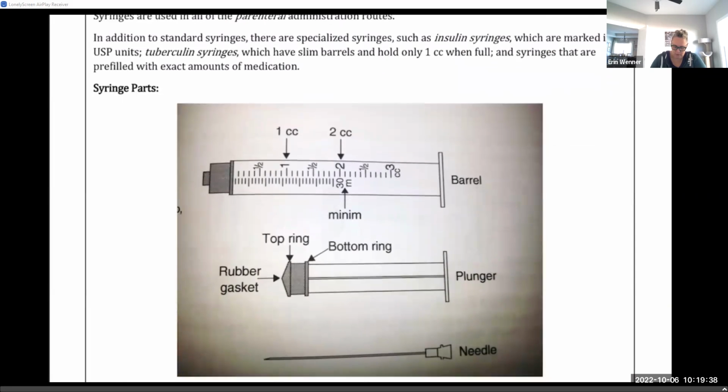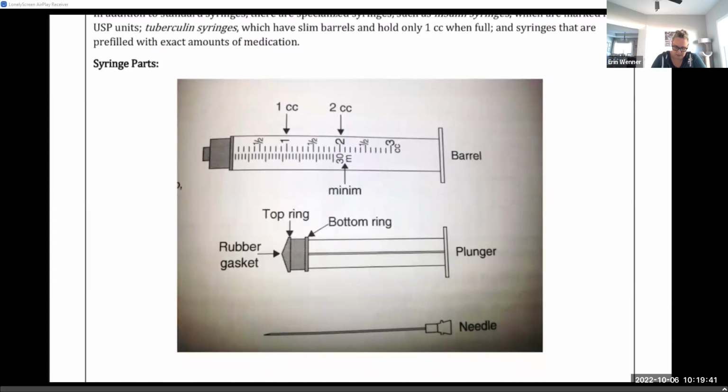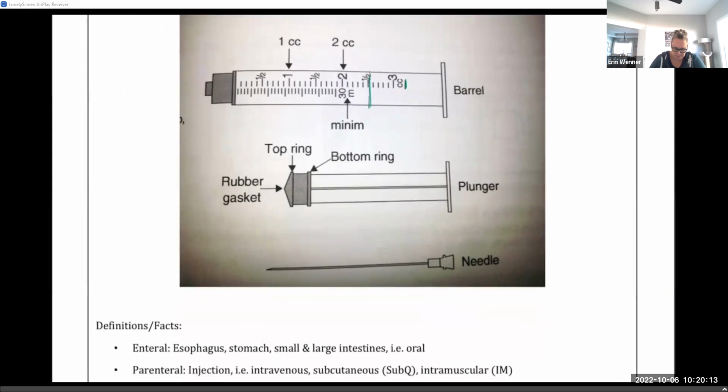So if we look at the syringe, you've got your barrel that has the markings. This is a cc syringe. We can tell that right here. This is considered a 3 cc syringe. The hole marked 1 would be 1 cc, the 2 is 2 cc. It's also giving you the equivalents in minims, and so 2 cc's is going to be 30 minims. And then you've got your plunger, which has your top ring and your bottom ring. When you are measuring medication, you're going to measure to the top ring as to where it lies on your barrel. And then you've got your needle.